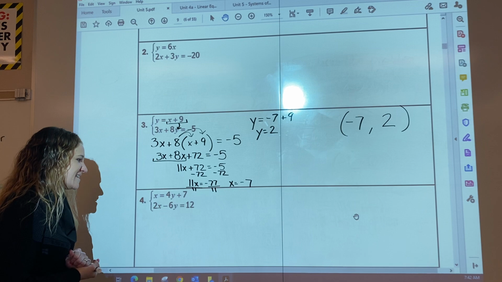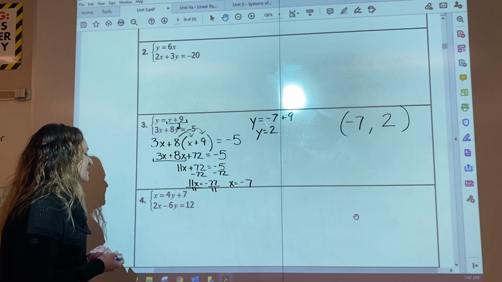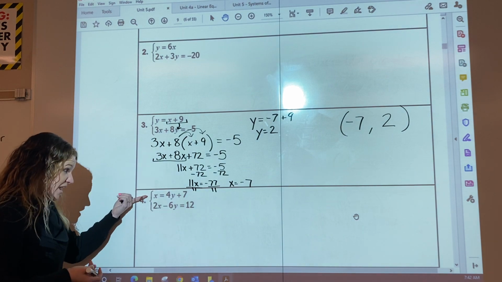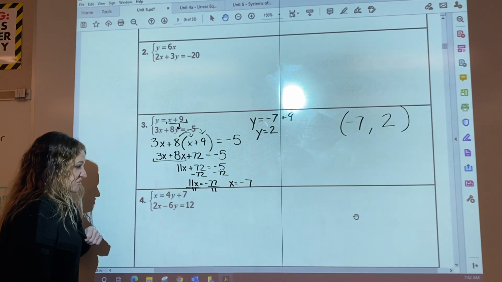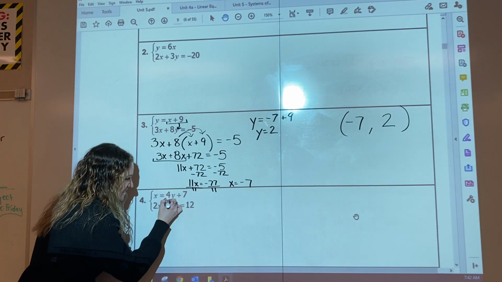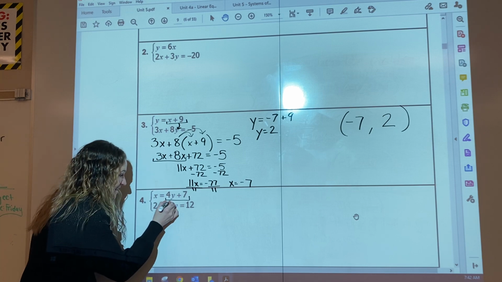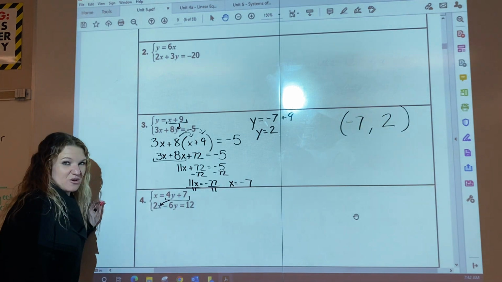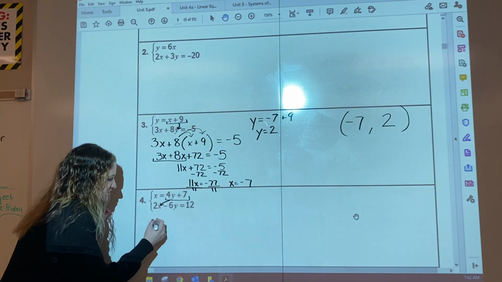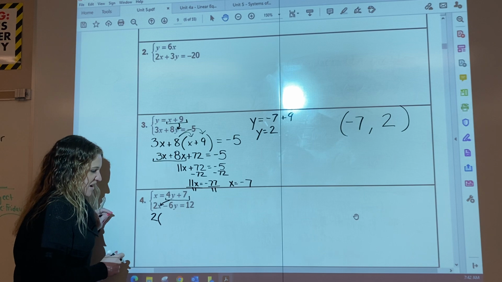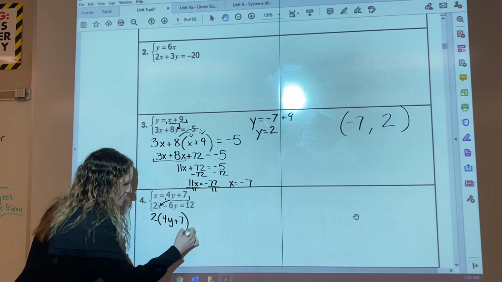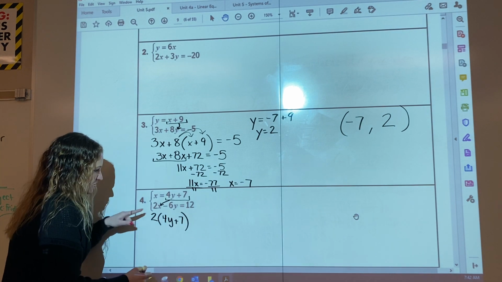All right, I like this next one because it's a little bit different. Instead of having one of the equations solved for y, we have one of the equations solved for x. See how x is by itself. So since it's by itself, I don't have to solve for a variable first. I'm going to take this expression and plug that in for the x in the other equation. Since I know this is what x equals, I'm going to substitute this in for the x. So let's rewrite this bottom equation, but instead of my x, I'm going to put in 4y plus 7. I'm going to continue with this equation.